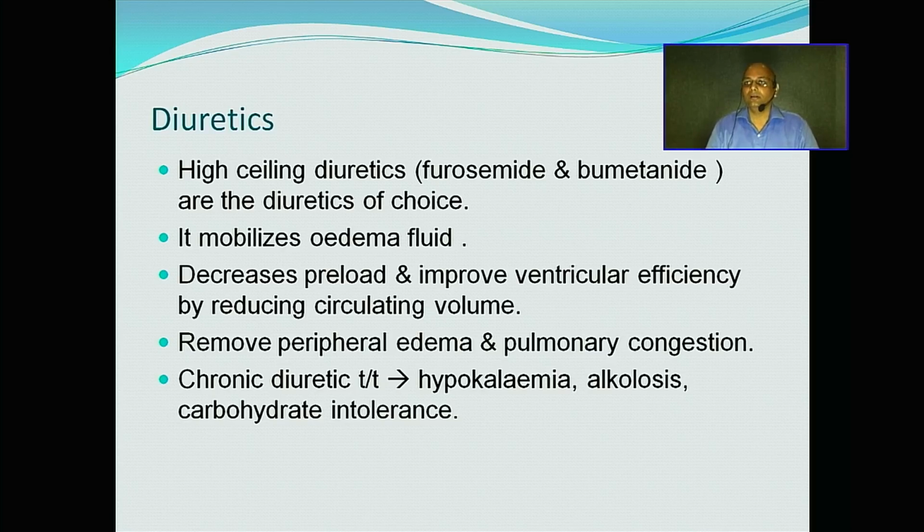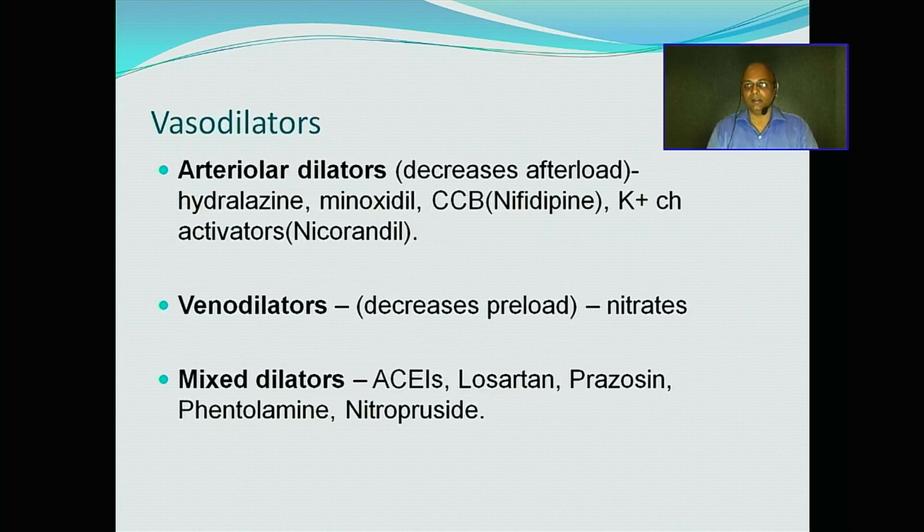High ceiling diuretics like furosemide, bumetanide mobilize the edema fluid, edema decreases, fluid load decreases, improving ventricular efficiency. They remove peripheral edema, and pulmonary congestion is also removed. Chronic diuretic treatment may lead to hypokalemia, alkalosis, and carbohydrate intolerance, but that will occur after a long duration of time, right? So diuretics are also added along with the particular therapy.